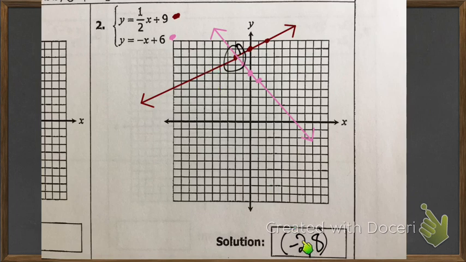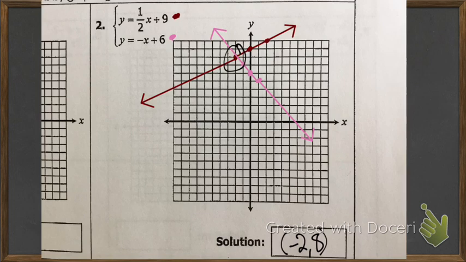Anyway, let's check out our answer. I'm going to slap a -2 in for x. It better pump out at 8. I slap -2 in up here. I get a -1 plus 9 is... Okay. -2 in here. -2 plus 6 is... Oh, opposite of -2, which is 2. 2 plus 6 is 8. It works. Cool.